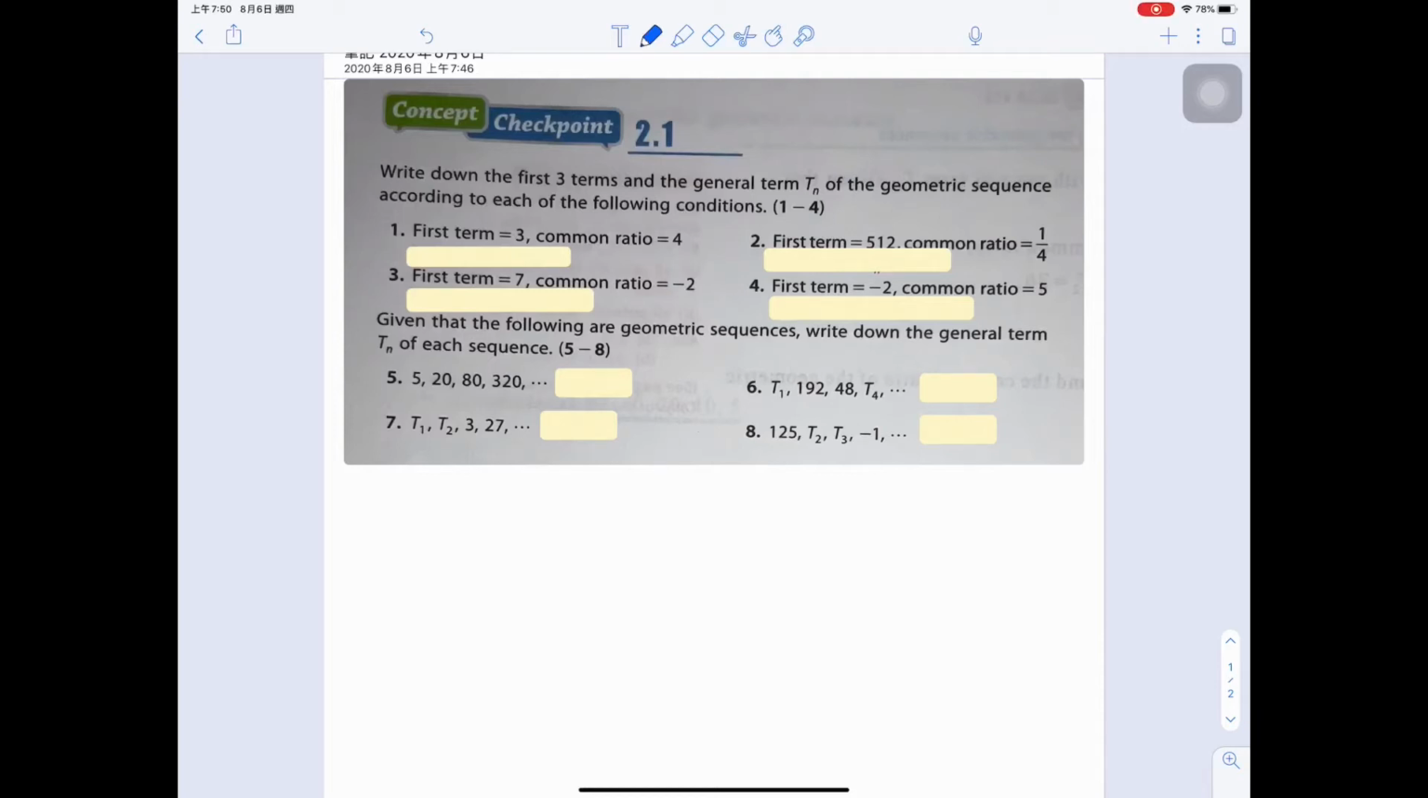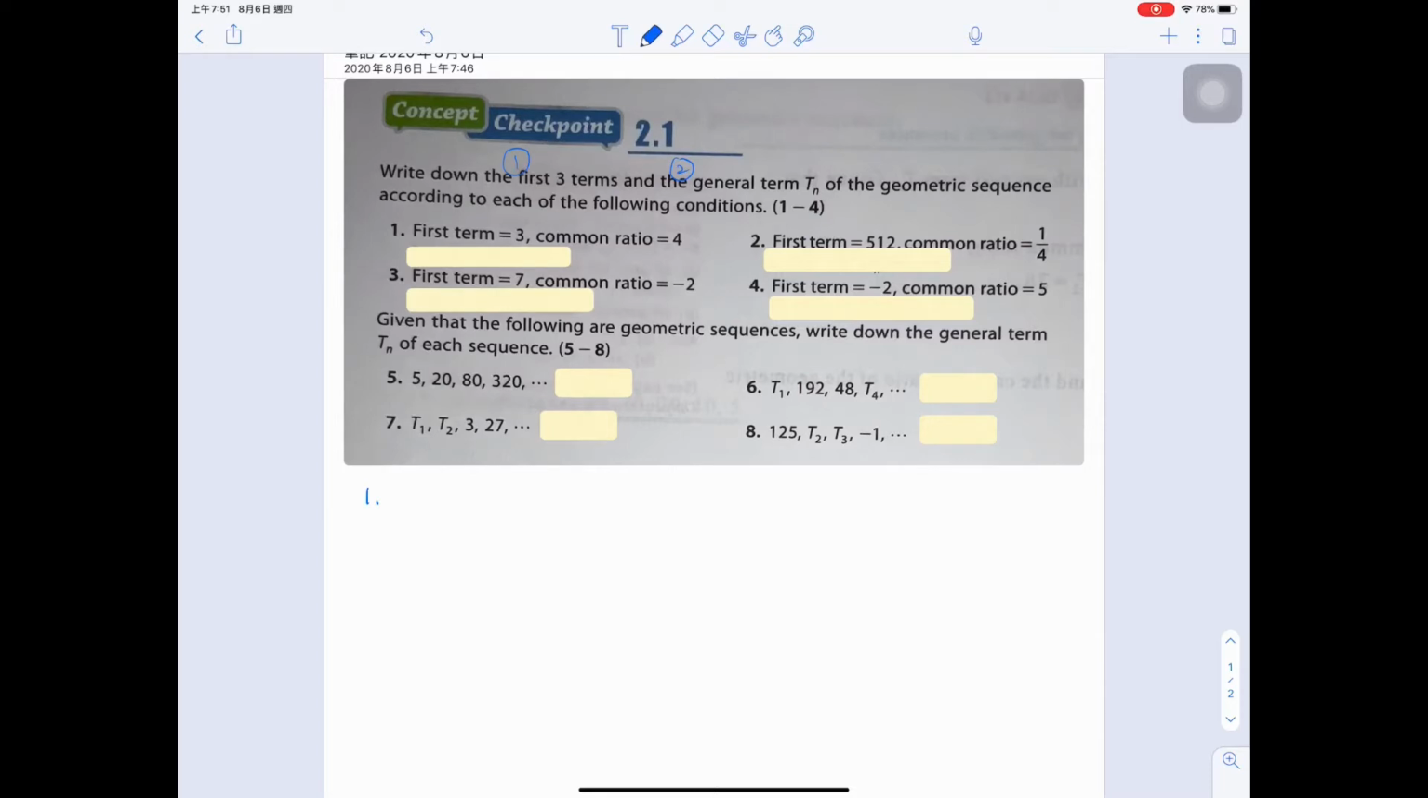Checkpoint 2.1. Let's have a look. The question asks you to write down the first three terms and the general term Tn of the geometric sequence, according to each of the following conditions. So write down the first three terms, and second, the general term Tn. Questions 1 to 4, let's do it.